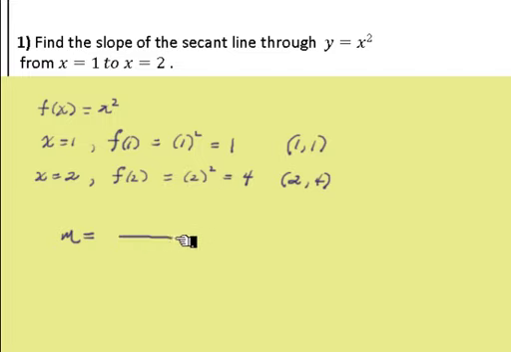And for the slope, we're going to subtract the y-coordinates, 4 minus 1, and subtract the x-coordinates, 2 minus 1. So in the numerator we have 3, denominator 1, so the slope of the secant line is 3.